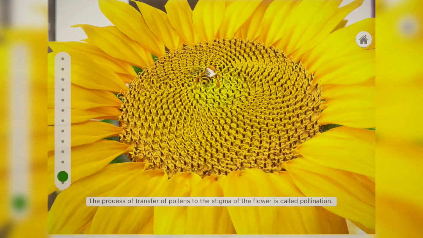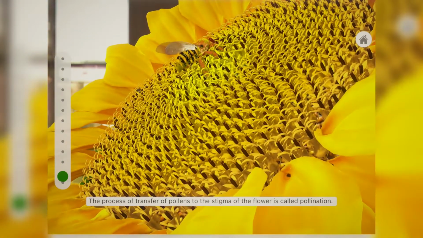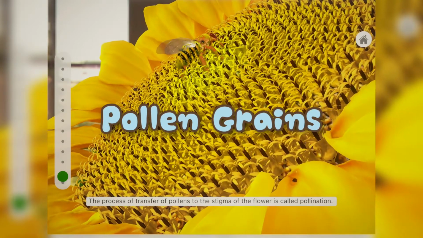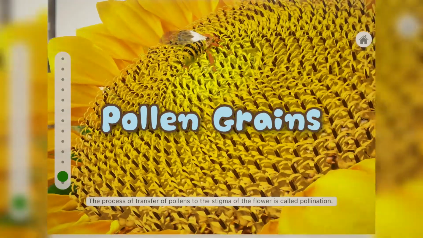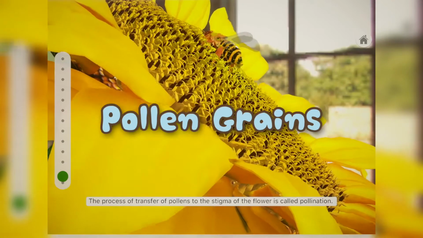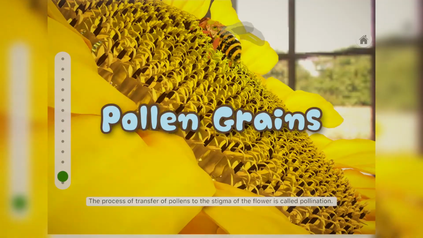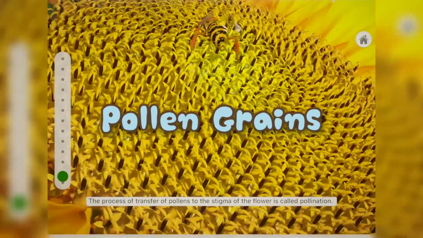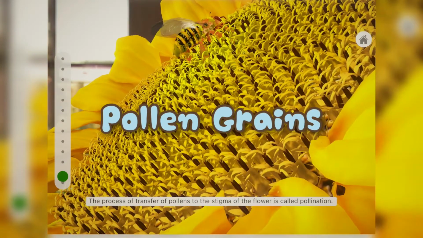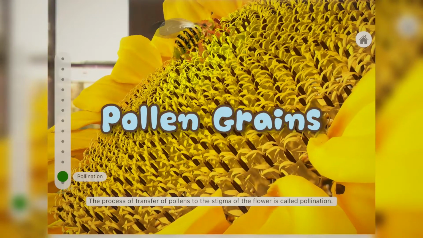And then can you see the body of the bee? The body of the bee is full of pollen grains. So, what's the function of pollen grains? Okay, the pollen grain is so small and light, so it can stick to the body of bees or other insects.